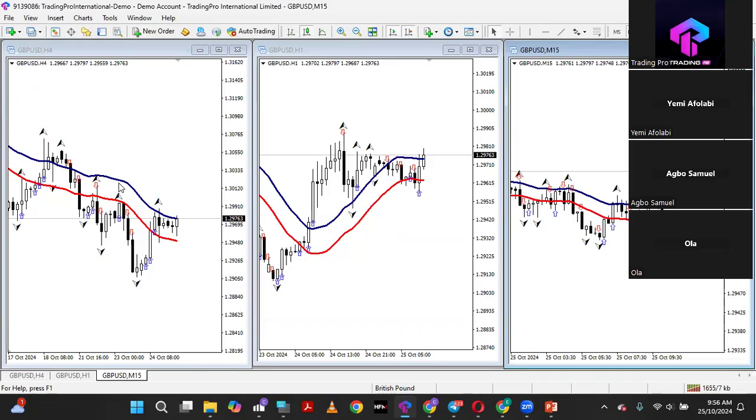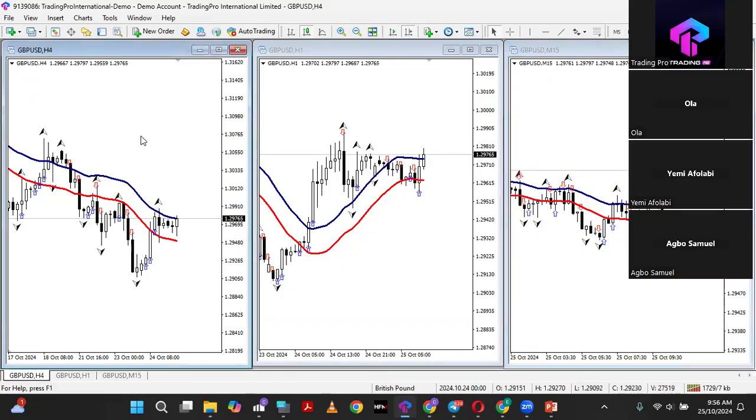I'm with you. So the question is, if you're taking directional bias from the 4 hour, will you be buying on the 15 minutes or waiting for a sell on the 15 minutes?